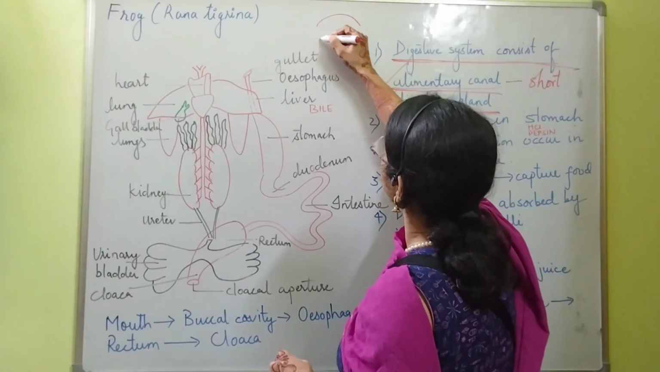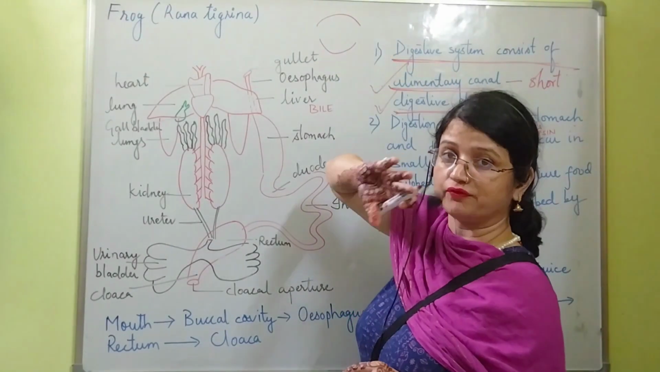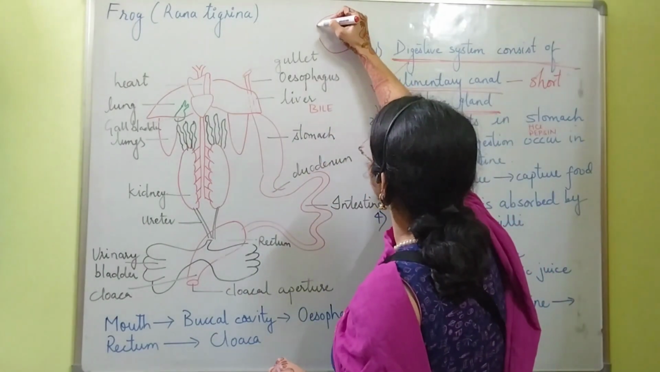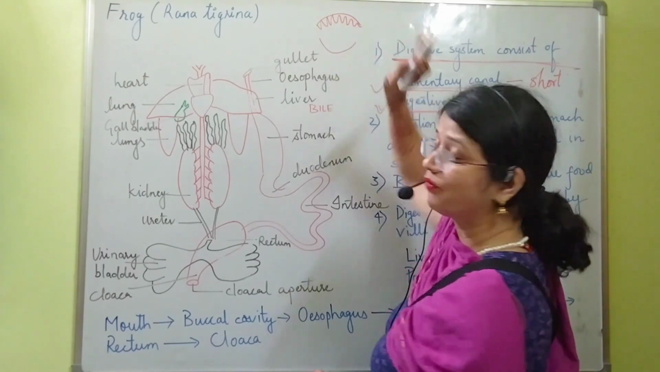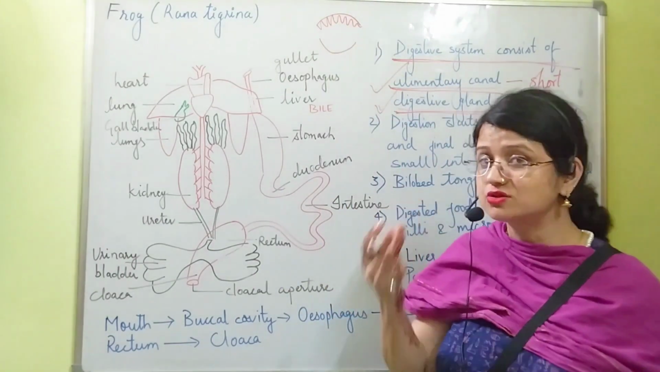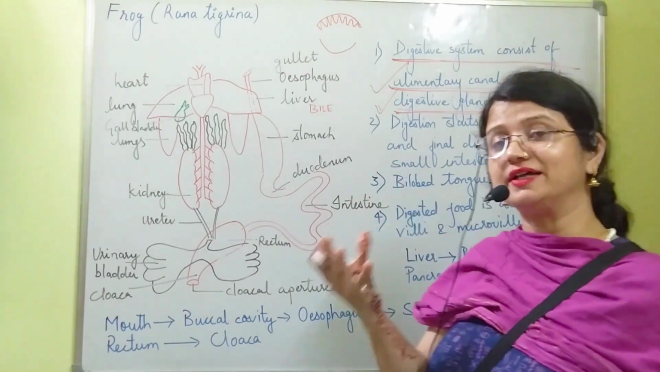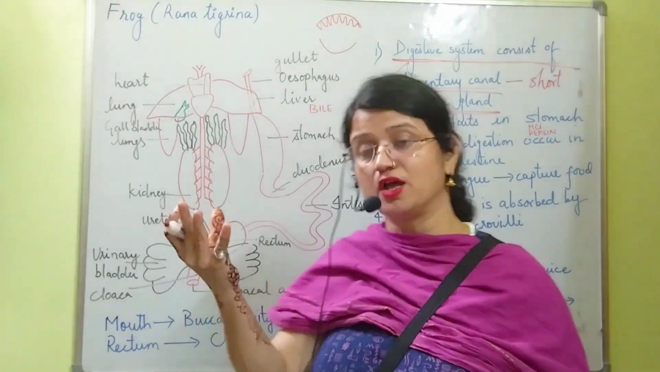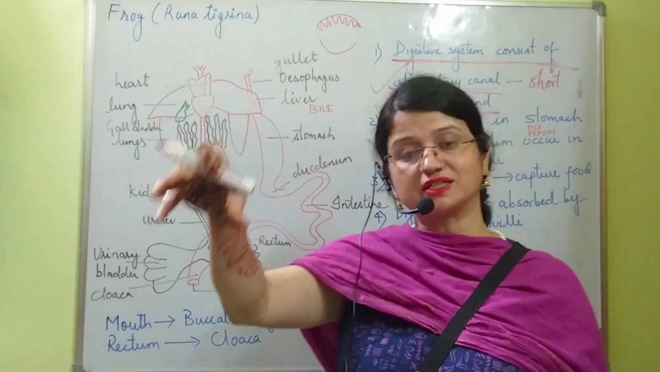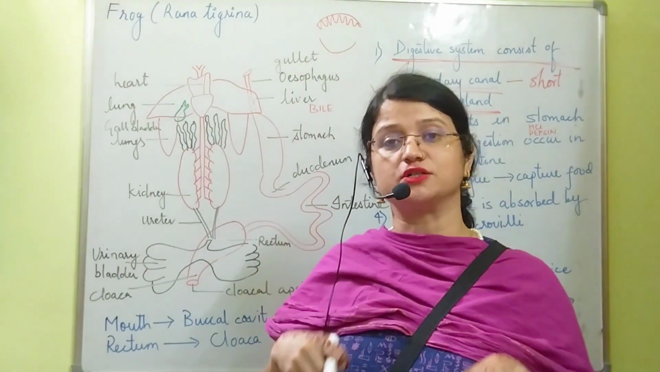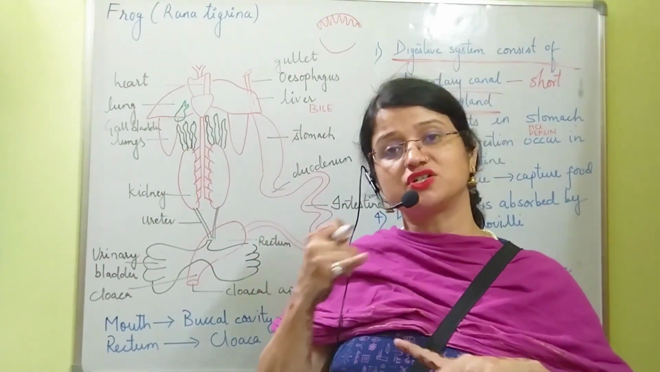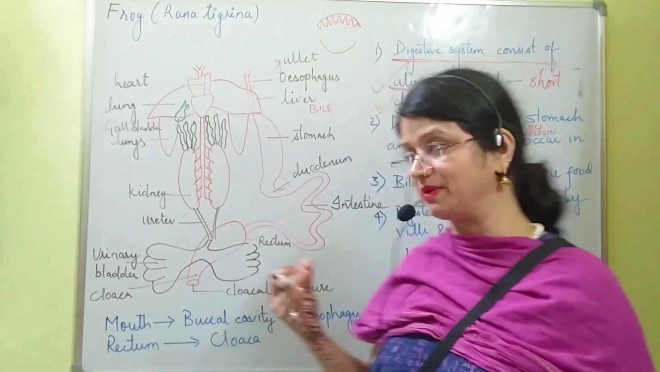Suppose this is the upper jaw and this is the lower jaw of the frog. So upper jaw has small teeth present while the lower jaw does not have teeth. So there is no chewing of food in the case of the frog. So what happens? With the help of the tongue, it will capture the food and it will swallow and it will pass into the stomach. So the digestion process starts in the stomach.